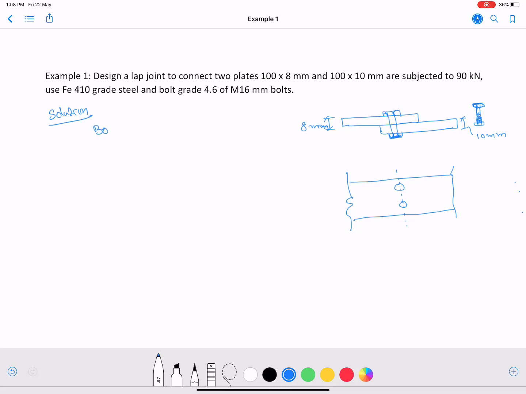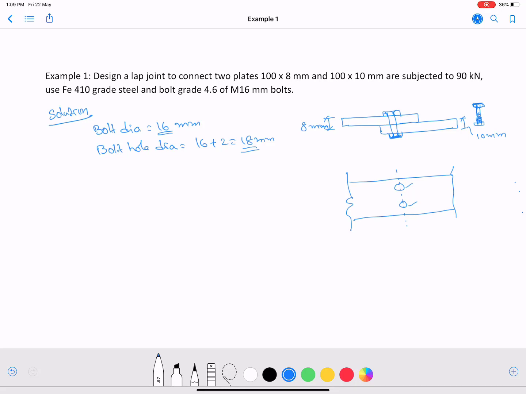First thing is bolt dia equal to 16 mm. So bolt hole dia equal to 16 mm plus 2, which is 18 mm. So when you do the net area of the plate, we need to deduct this hole and this hole, which is actually 18 mm. But when you do the bolt diameter area, you have to consider this one. Okay, we have discussed that one.